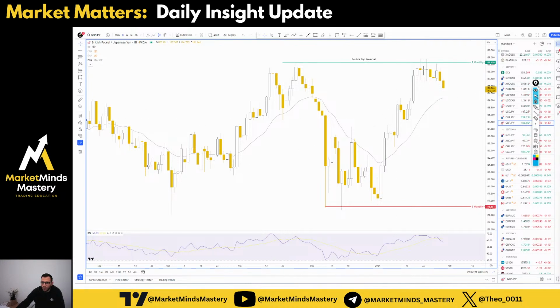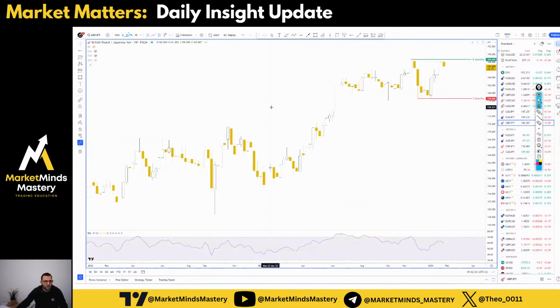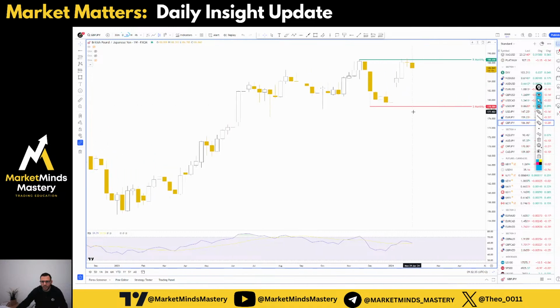First, let's start with the Great British Pound against the Japanese yen. Guys, on the weekly chart, we had a reversal price action. This one here. Remember, I was talking about this currency pair for a week or so.